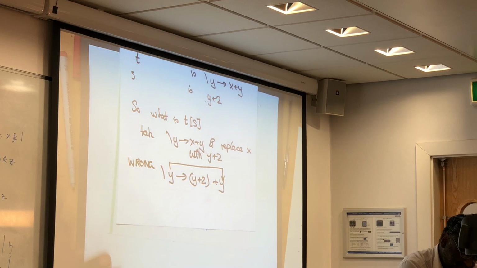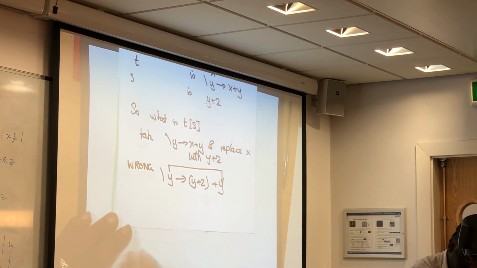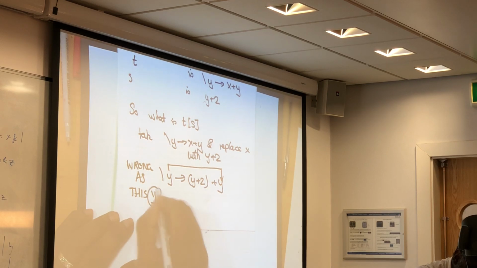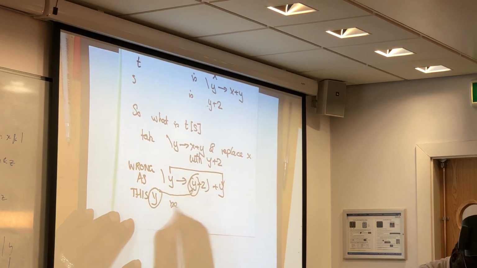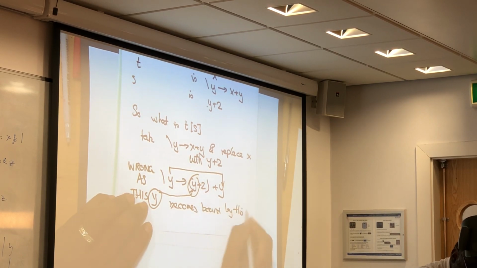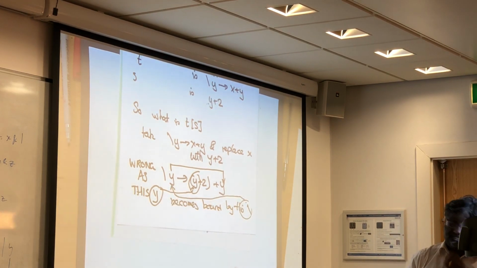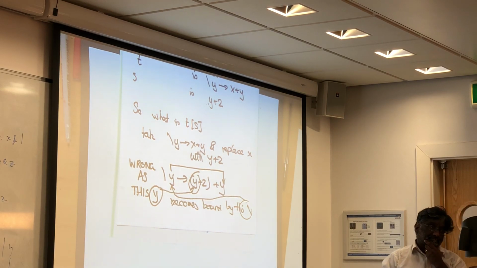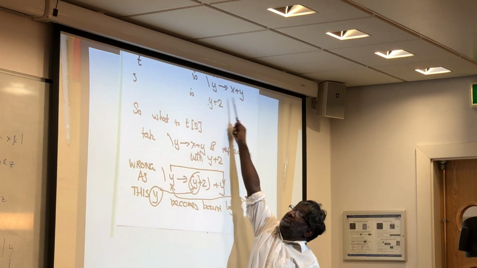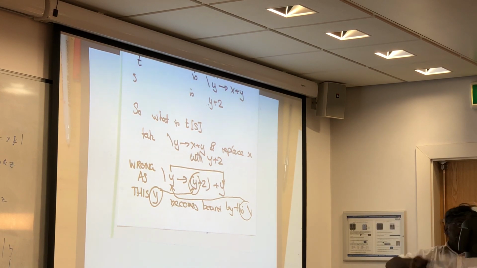So the answer is, it's wrong as this y becomes bound by this lambda. So the simple solution is just to avoid the clash and change this one. So that could have been lambda z arrow x plus z, and then the z's and the x's are different, and there's no problem, and you can just do replacement.